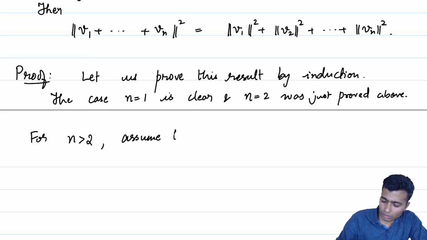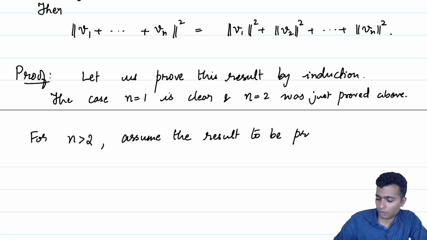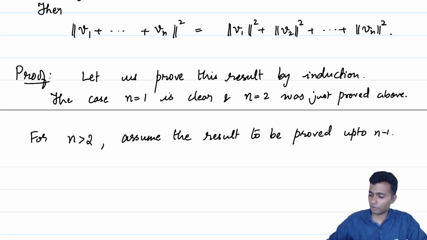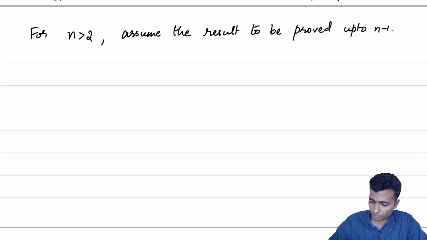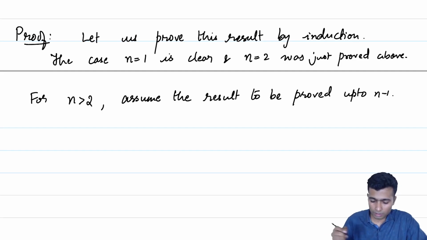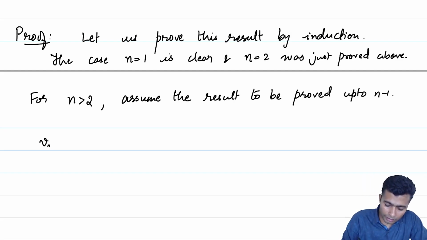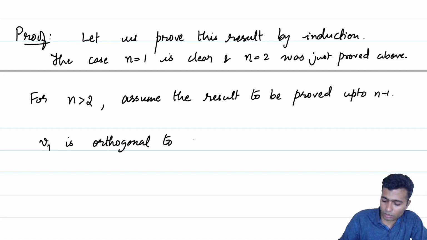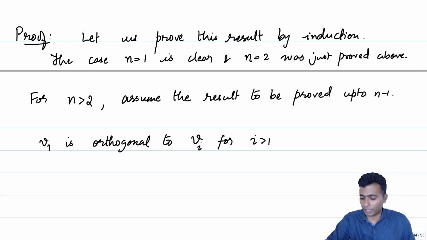Assume the result to be proved up to n minus 1. Let's prove the result for the case when n comes in. Alright, so before we get into any of that, notice that V1 is orthogonal to Vi for i greater than 1, so for i equal to 2, 3 up to n. So let me write it like that.